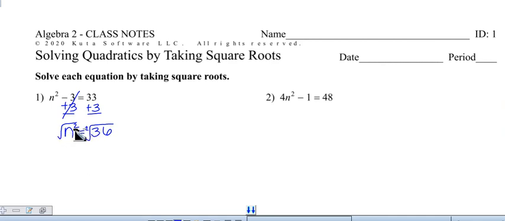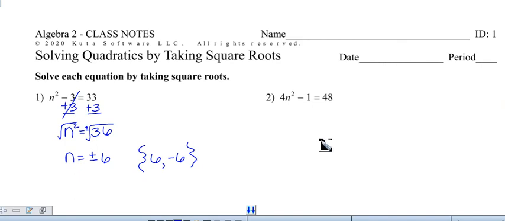Now the square root of n squared is going to just give me n. The square root of 36 is 6. And you can see I've got this plus or minus sign. Sometimes you're going to see the answer actually separated, and you'll see the positive 6 and the negative 6 written separately. I'll accept it either way.